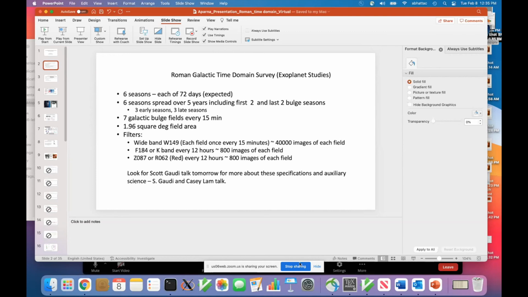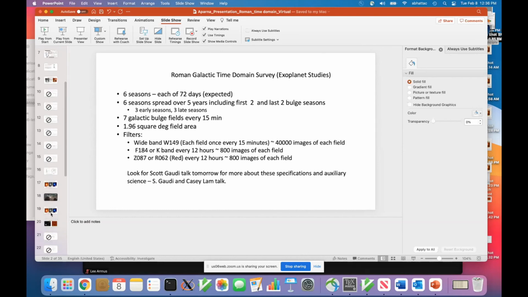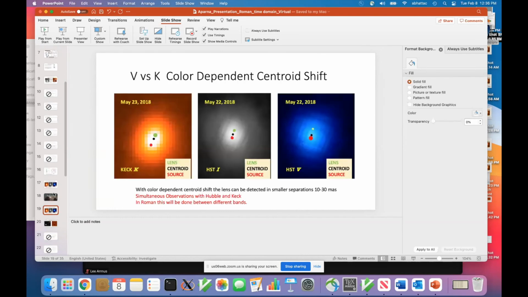Okay, there's another one from George. What's the role for the Ks band filter in the microlensing survey? V minus K was mentioned as one technique for resolving ambiguity. So, Aparna, do you have anything to say about inclusion of the Ks? Yeah, I think my screen is still sharing, so maybe you can still see my slide. Yep, we can see it.